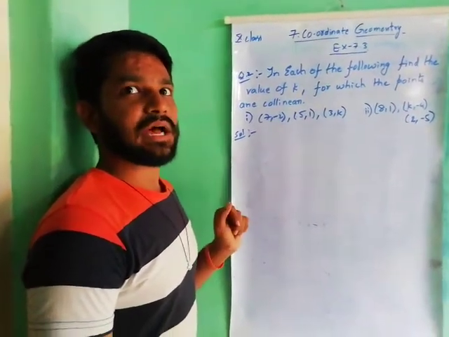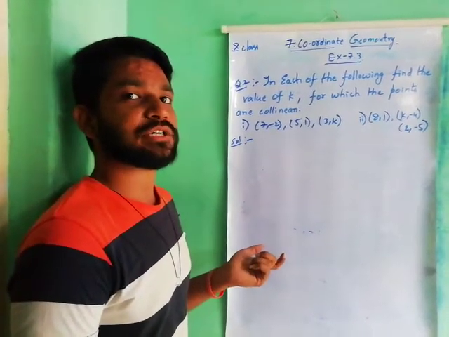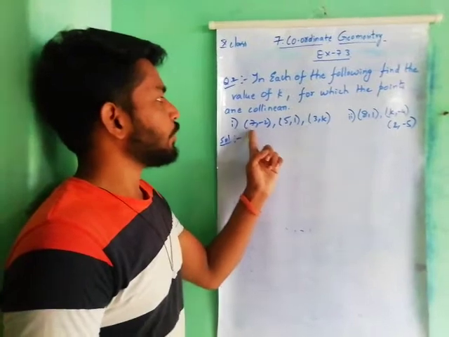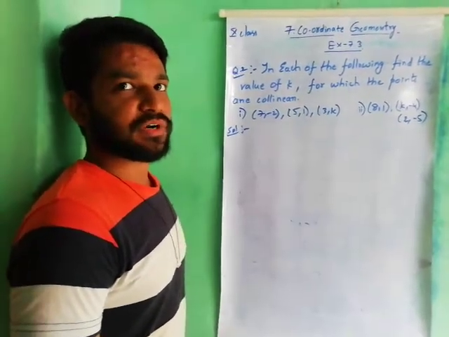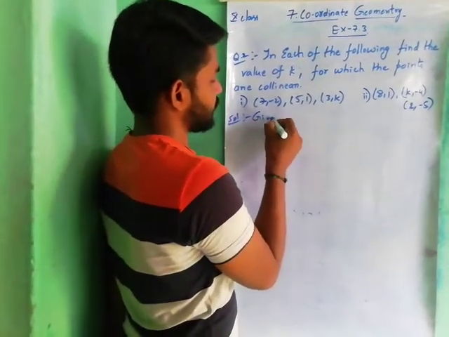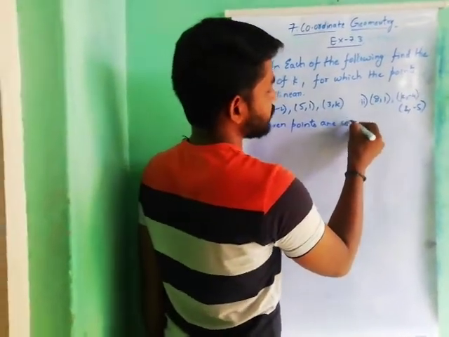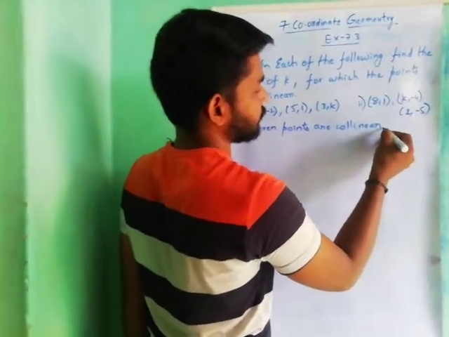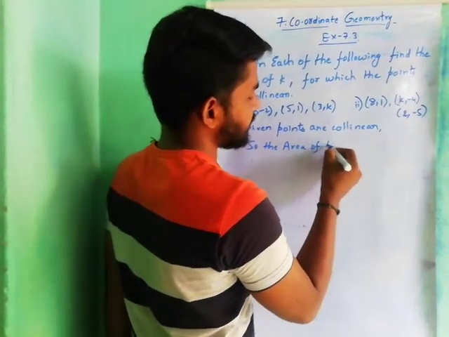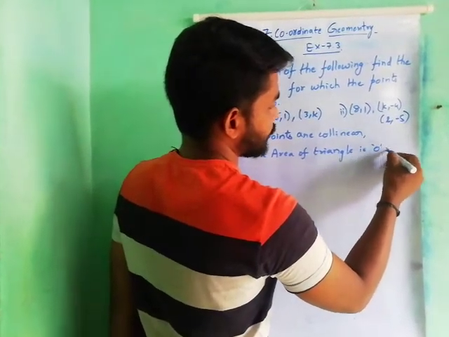Already I discussed in the last video. Collinear means the area of the triangle formed by the 3 vertices is equal to 0. Okay. So the area is equal to 0. We have to find out the k value. Okay. Let's see. Given points are collinear, so the area of the triangle is 0 square units.